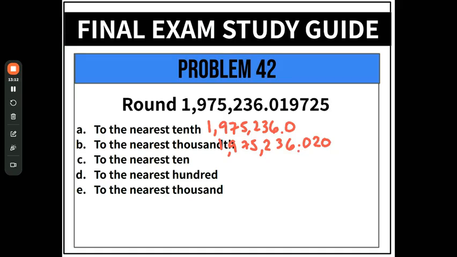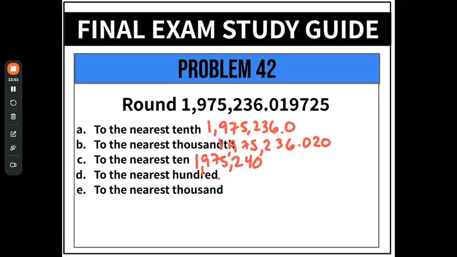Part C, to the nearest 10. So let's look at the tens place. I look to the right. This is bigger than 5, and so this number is going to go up, and everything else will become a 0. So this number is going to become a 4. So I got 1, 9, 7, 5, 2. This will become a 4, and everything else will become 0. But in this case, since I'm rounding here, I don't need to write 0.0000. I can just leave it like this.